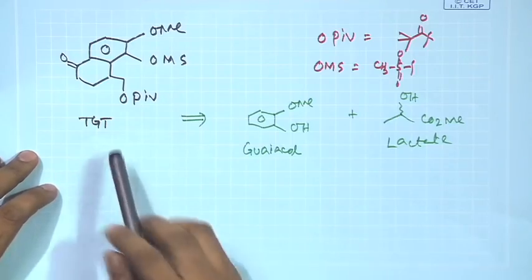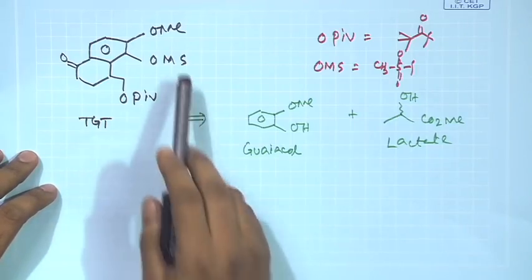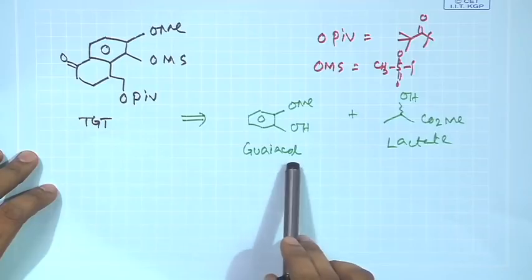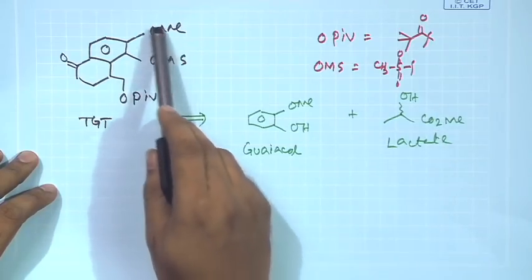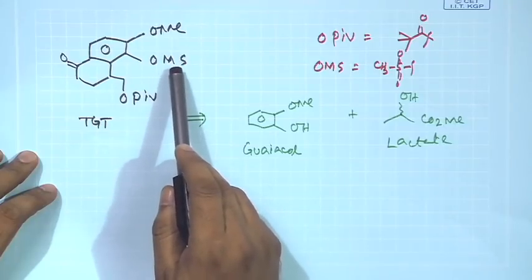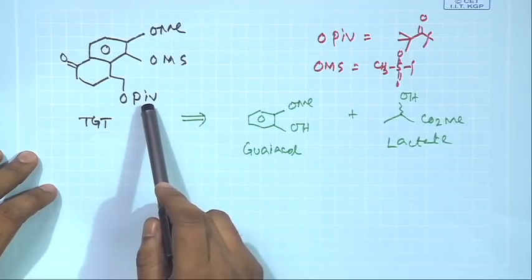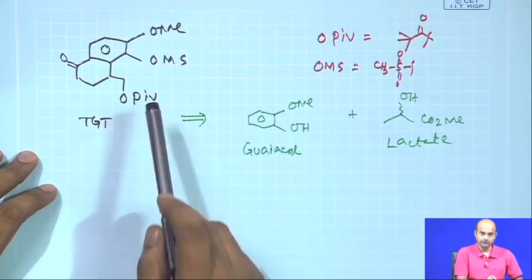So, welcome back. In the last lecture we were discussing a problem which we did not solve, we just started. We said we have given you a target molecule and the starting materials were given: guaiacol and methyl lactate. This target molecule has some protecting groups, a mesyl as well as a pivaloyl. So, we will try to keep them as they are.